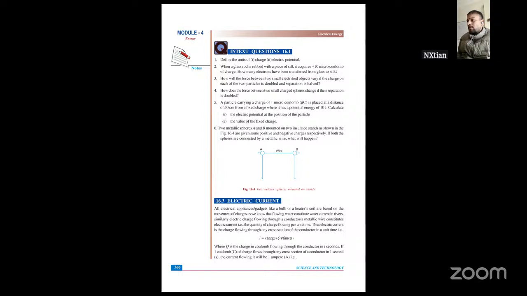Basically, it depends on the nature of the material. Like the same silk cloth, when rubbed with a glass rod, makes the glass rod positive. And when the same silk cloth is rubbed with plastic, it makes the plastic negative. So it's called the work function, the potential of getting the charge based on the nature of the material.